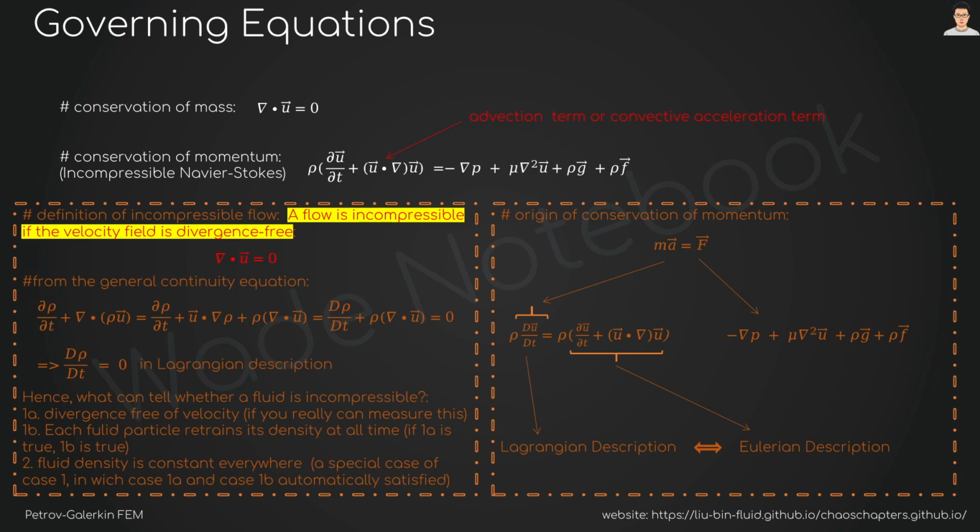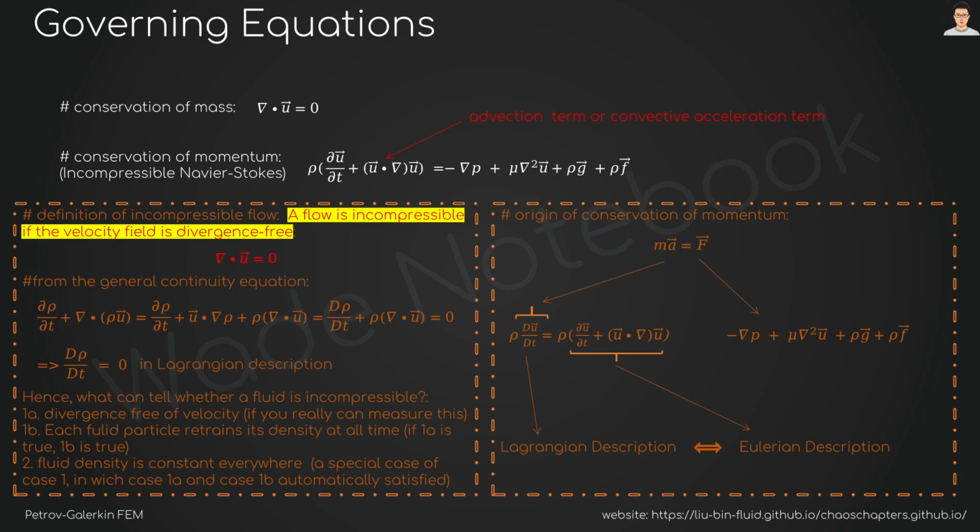In other words, for an incompressible flow, the density of its fluid particle will remain constant at all times. However, it is not necessary for the density of the fluid to be constant everywhere in the flow field. However, if the fluid density is indeed constant everywhere, this fluid is automatically divergence-free and incompressible. Hence, a constant fluid density is just a special case of incompressible flow.